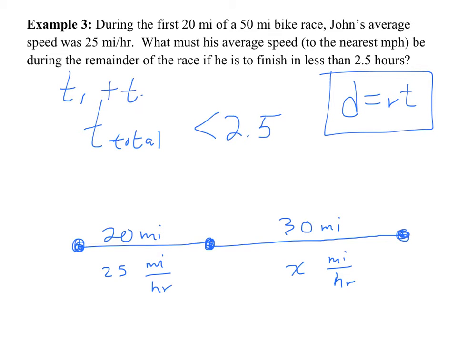I thought the question meant that for the remainder of the race you have to finish in 2.5 hours, not the entire thing. Gotcha. Yeah, the whole thing, 2.5 hours. So that's really the statement we're looking at. T1 plus T2 has to be less than 2.5 hours.